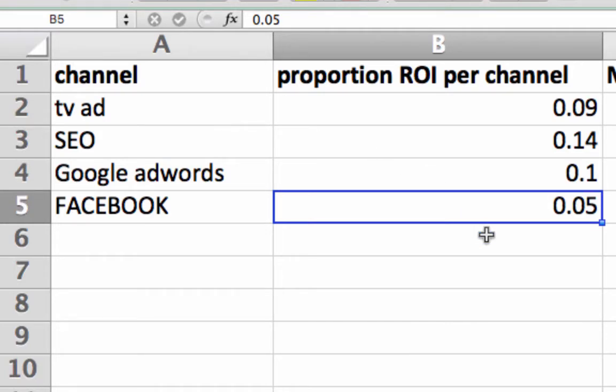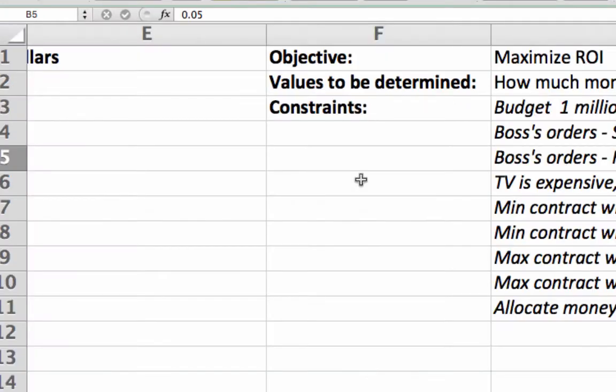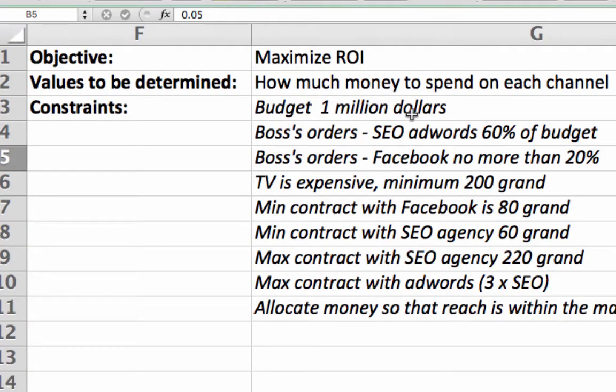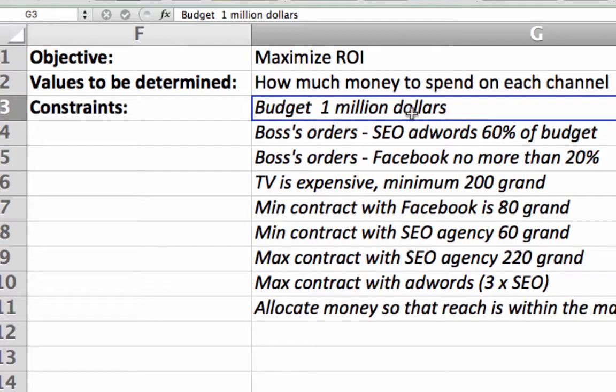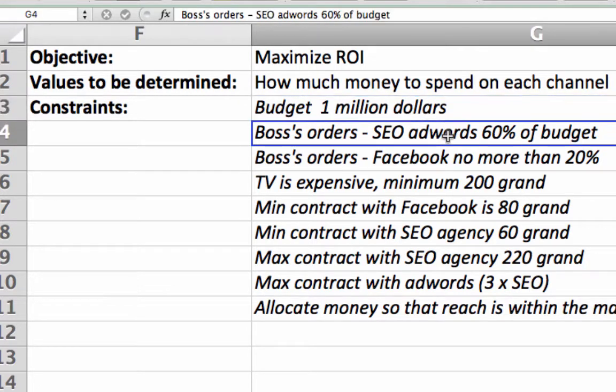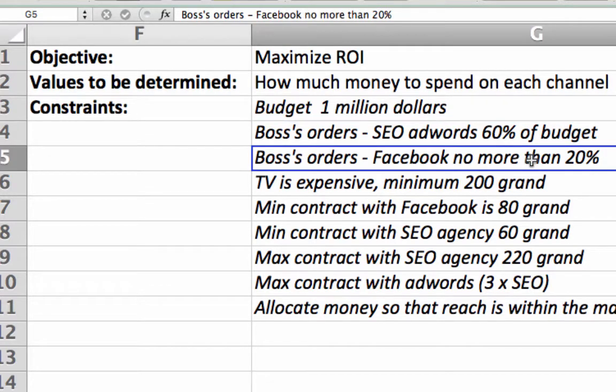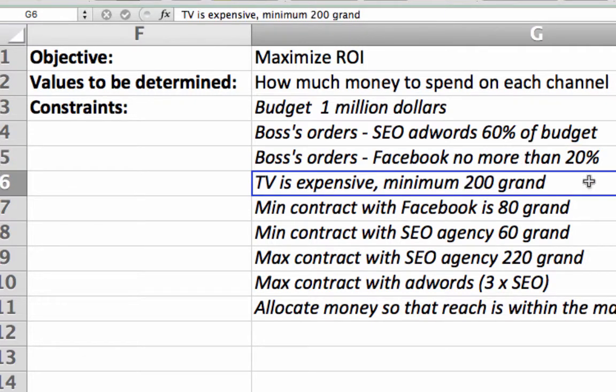Now you've also got some other information here. You've got these constraints. You know that your budget is only $1 million, and your boss told you that SEO and AdWords had to be at least 60% of the budget. The Facebook company, your boss is skeptical of social media, so says, okay, Facebook, you can't spend more than $200,000 or 20% on that. TV is expensive. There's lots of production costs associated with it. It's going to be at minimum 200 grand, and you need to take that into account.